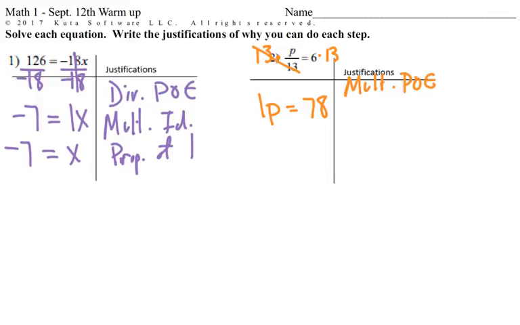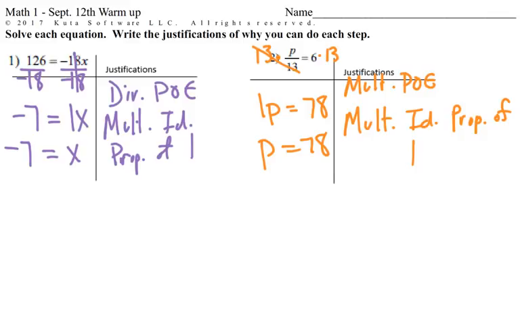Then, to get rid of that 1p, we use that multiplicative identity property of 1, to give us p equals 78. Alright, so there we go.